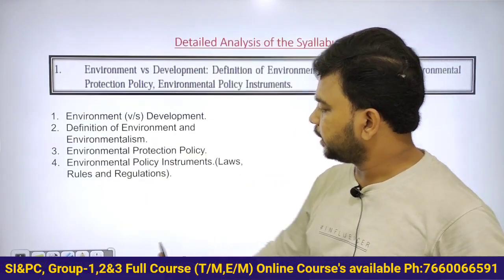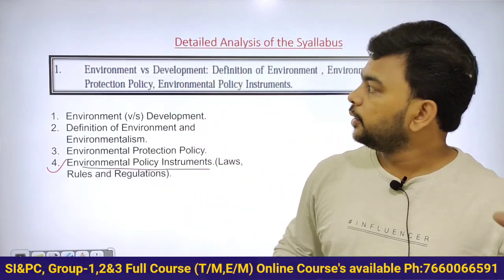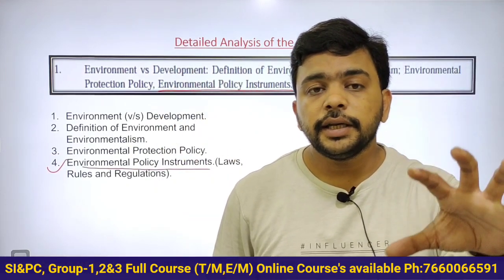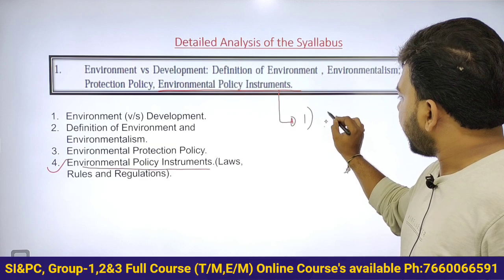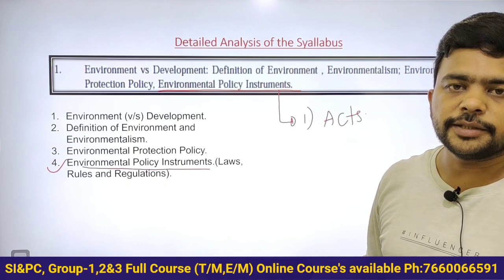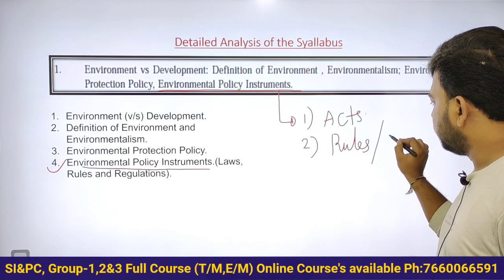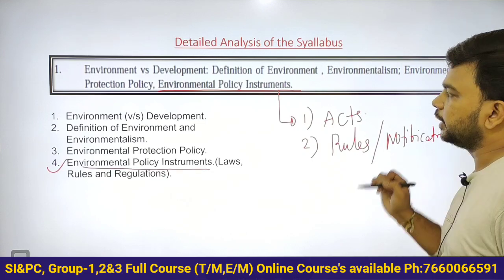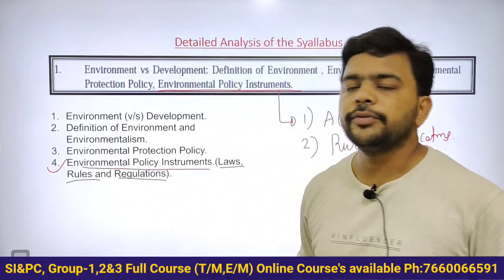So let me proceed with this syllabus discussion. Then the fourth topic, if you see, is environment policy instruments. So what are these environment policy instruments that are there at the national level and state level? They may be acts passed by the Parliament of India or the State Assembly of Telangana. They may be rules and regulations, rules or gazette notifications. Understand this very clearly. So environmental policy instruments, laws, rules, regulations we will discuss.